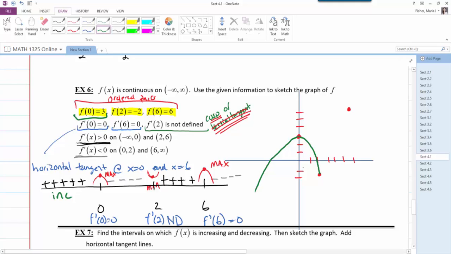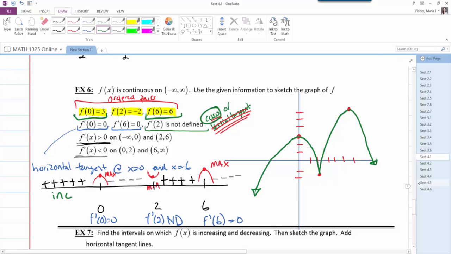Then I start increasing again, but recall it's got to look like a cusp, until I get to the point (6, 6). And then I start decreasing again. So this is a possible graph of f.